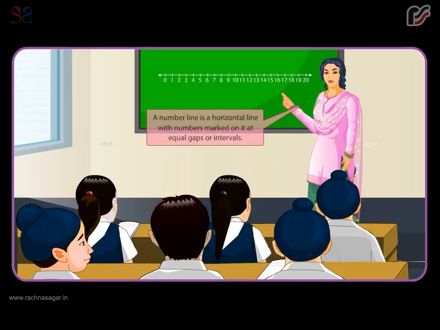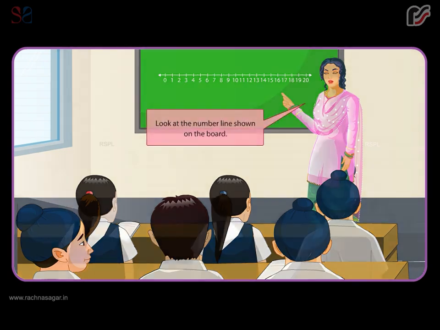Number line. A number line is a horizontal line with numbers marked on it at equal gaps or intervals. Look at the number line shown on the board.